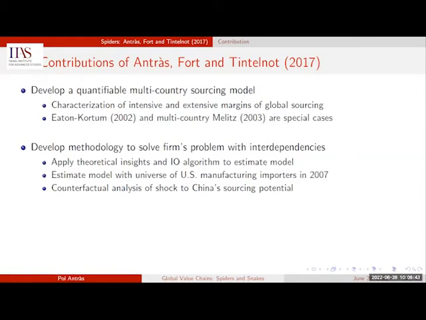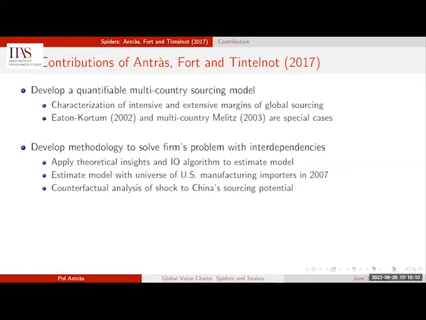It's a combinatorial problem that, if the number of countries is sufficiently large, becomes very complex. So in the paper, we borrowed tools from IO to devise algorithms that allow one to solve the problem, actually characterize the problem too, and be able to structurally estimate the model, okay? Find a set of parameters of the model that minimize the distance between the model and the data, and then we can use those for counterfactuals.